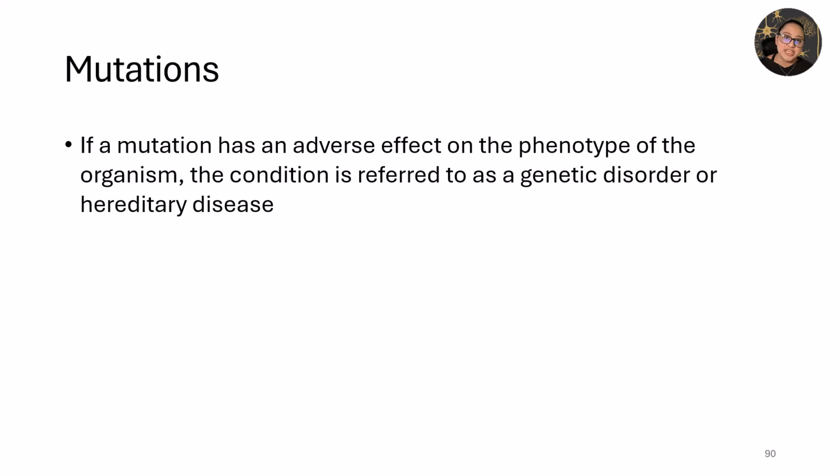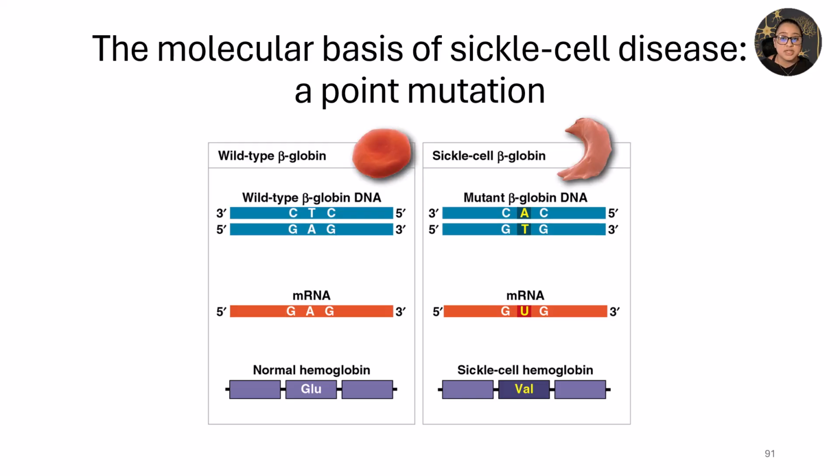If a mutation has an adverse effect on the phenotype of the organism, then the condition is referred to as a genetic disorder or a hereditary disease. The classic example is sickle cell disease, and this comes from a point mutation, just one nucleotide pair that is wrong. On the left is the wild type beta hemoglobin, just the normal hemoglobin.